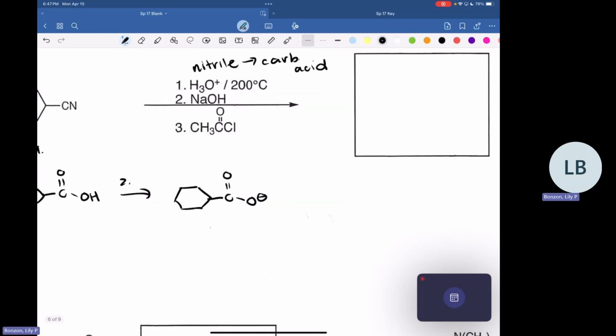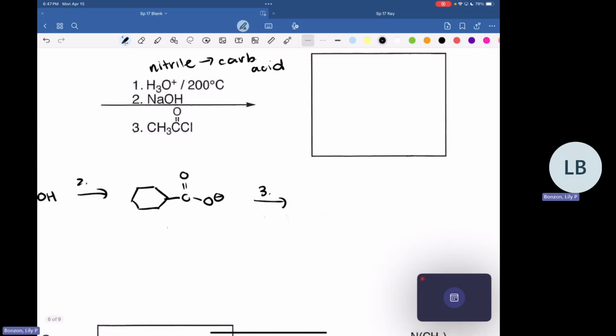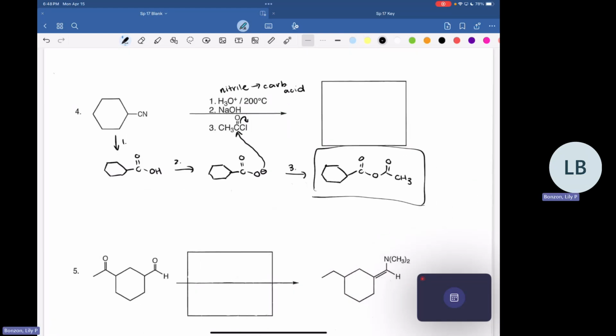And then step 3, we've got this acyl chloride. So this will just kind of add on. The O- will attack the carbonyl carbon, the Cl will get kicked out, and so this will just kind of add that group onto the structure. So here we formed an anhydride. Very cool. So that would be the product of those reactions.